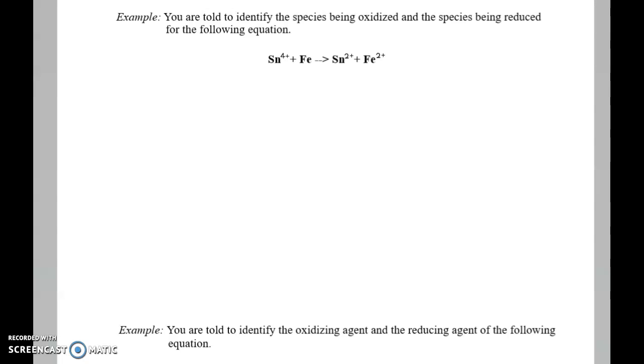So as an example, we are told to identify the species being oxidized and the species being reduced for the following equation. Whenever you want to identify these species, you just break down the equation into half reactions. So you have tin 4 plus, which becomes tin 2 plus. And as you can see, the positive charge of tin has gone down from 4 plus to 2 plus, meaning tin has gained 2 electrons.